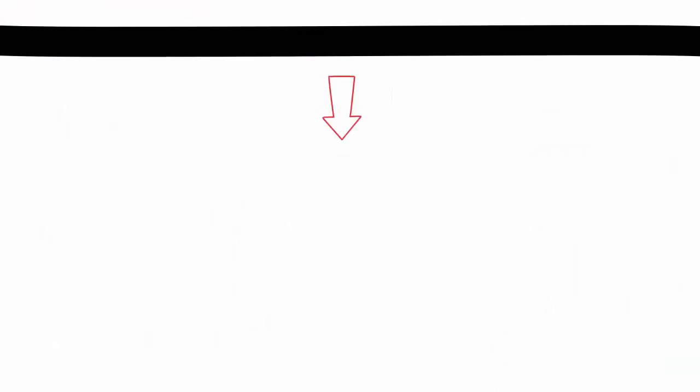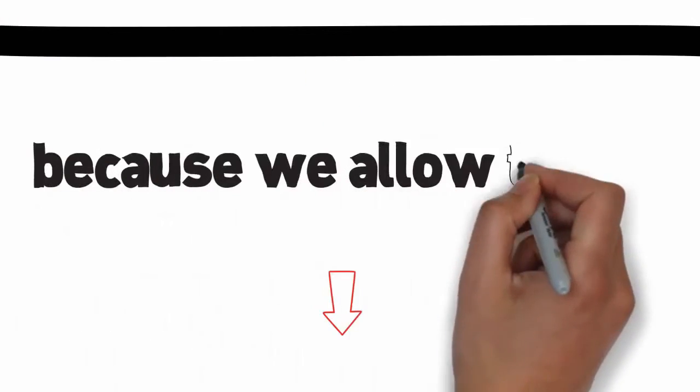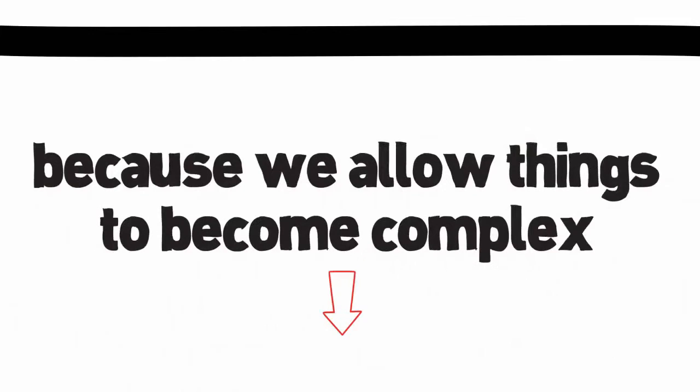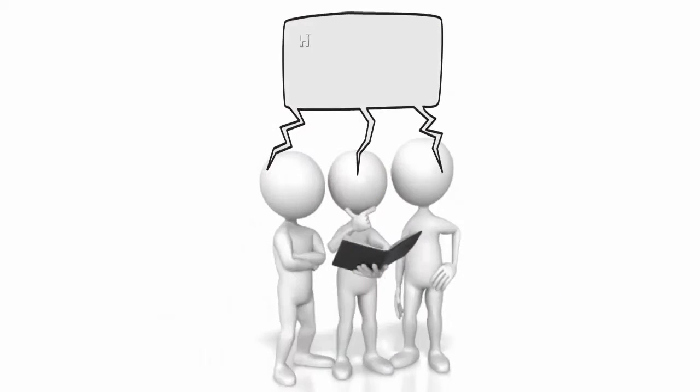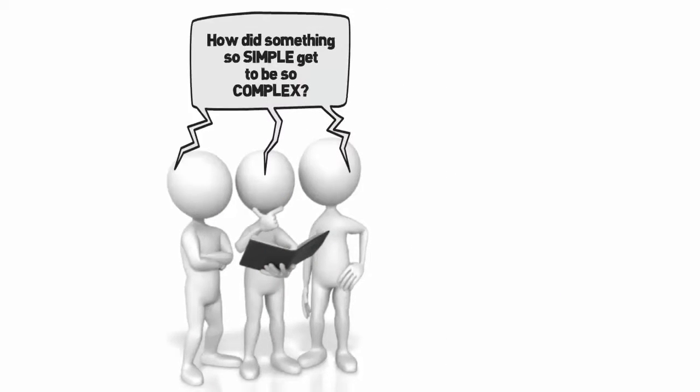At EOS Worldwide, we talk about hitting the ceiling. As individuals or groups, we hit the ceiling, and one of the reasons is that we allow things to become much too complex. The question the whole team must be asking all the time is, how did something so simple get to be so complex?